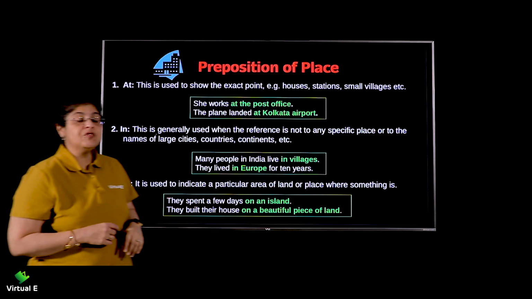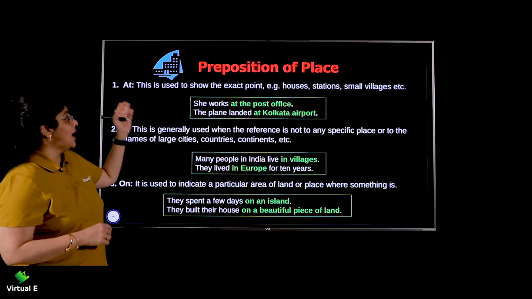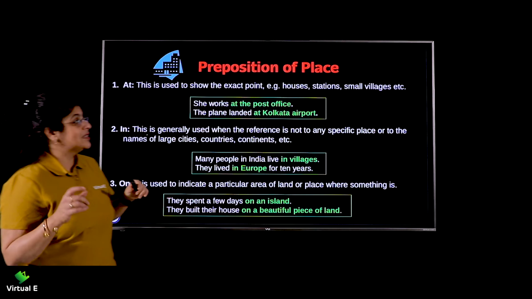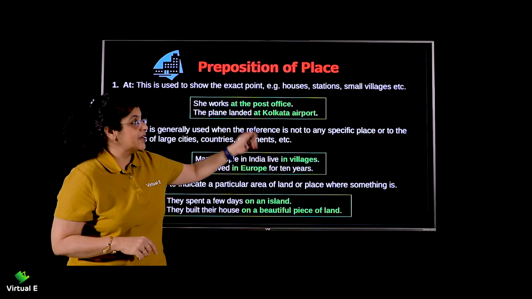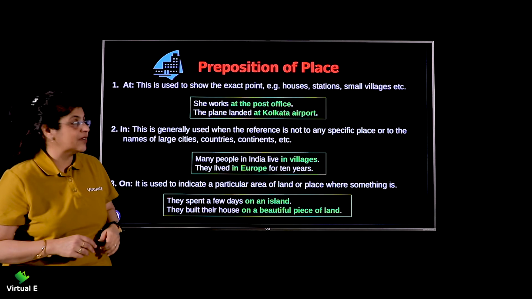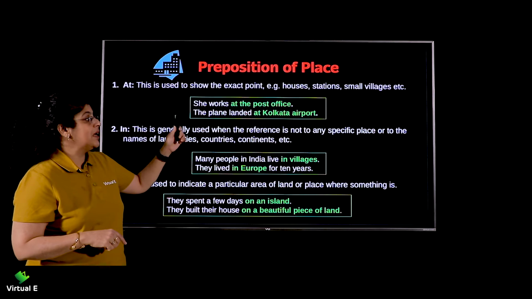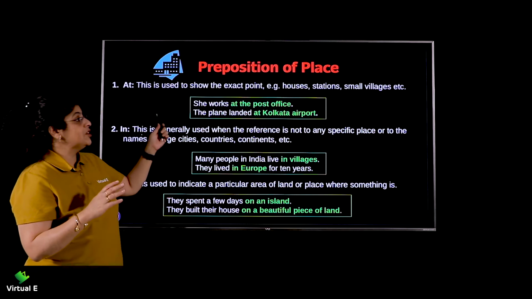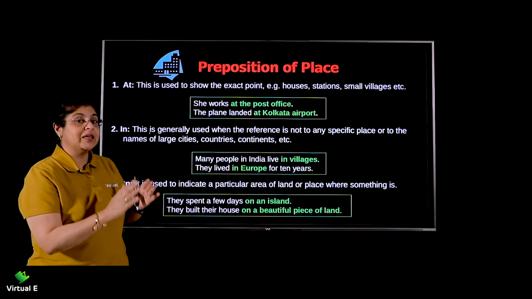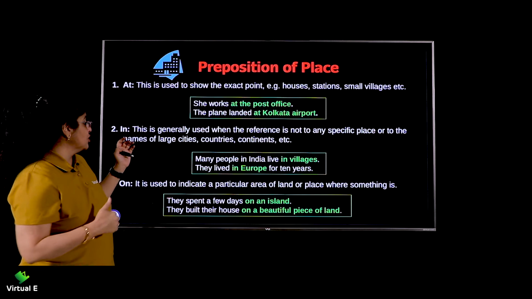At. Now we move towards prepositions of place. At is used to show the exact point. Exact point: houses, stations, small villages, etc. She works at the post office. The plane landed at Kolkata airport. So it is giving you the exact point, right? I'll tell you further when we come across more.